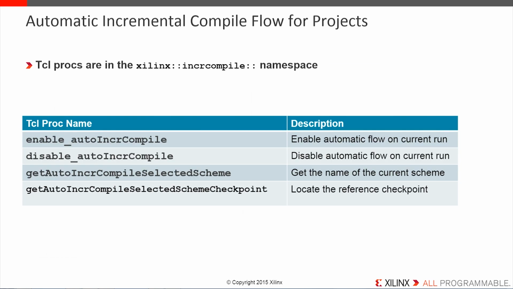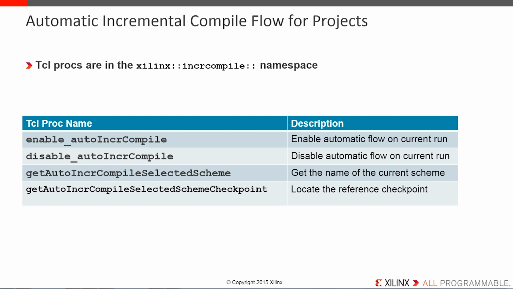Here are the Automatic Incremental Compile programs, which are implemented as Tcl procs. The procs overlay the existing project infrastructure so that no extra steps are required besides enabling and disabling the flow. The procs are in the namespace of xilinx::incr_compile. Enable_auto_incr_compile enables or turns on the incremental compile flow for the current run, and disable_auto_incr_compile disables or turns off the flow.